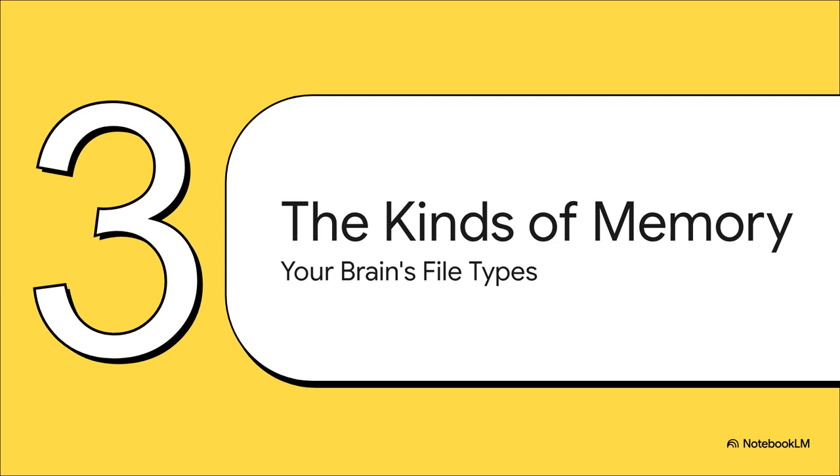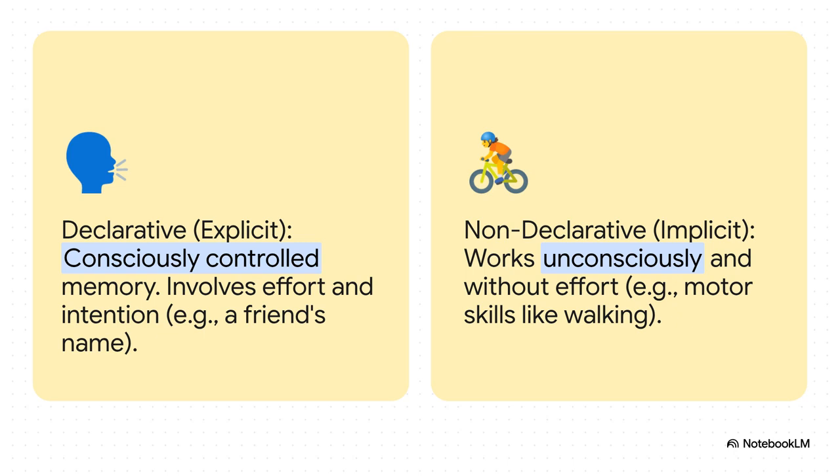Okay, so once that information makes it into long-term storage, what does it look like? What are the different file types our brain actually uses? Yeah. It turns out memories aren't all created equal. They basically fall into 2 huge categories. You've got declarative memory, that's the what, the facts, the events, the stuff you have to consciously try to remember. And then you have non-declarative memory, that's the how, the skills that work on autopilot, completely unconsciously.